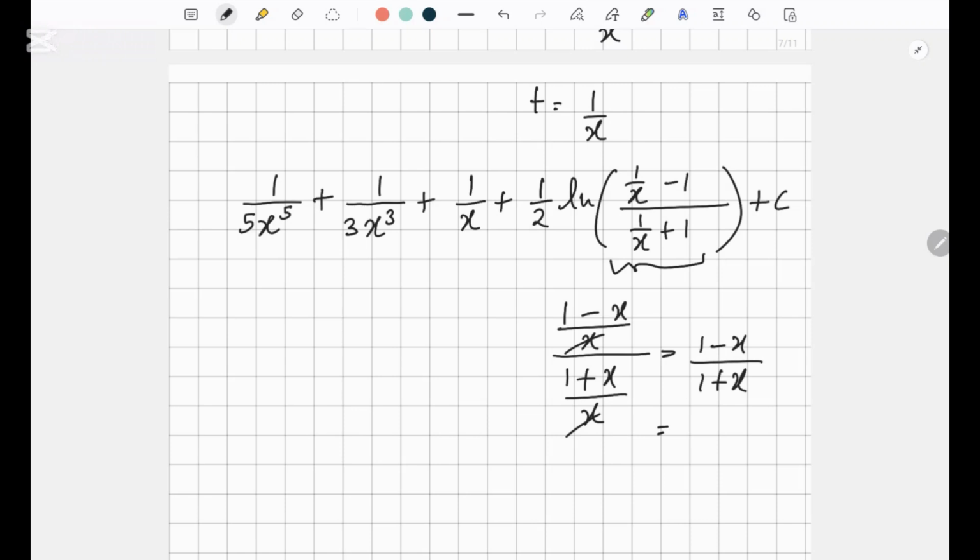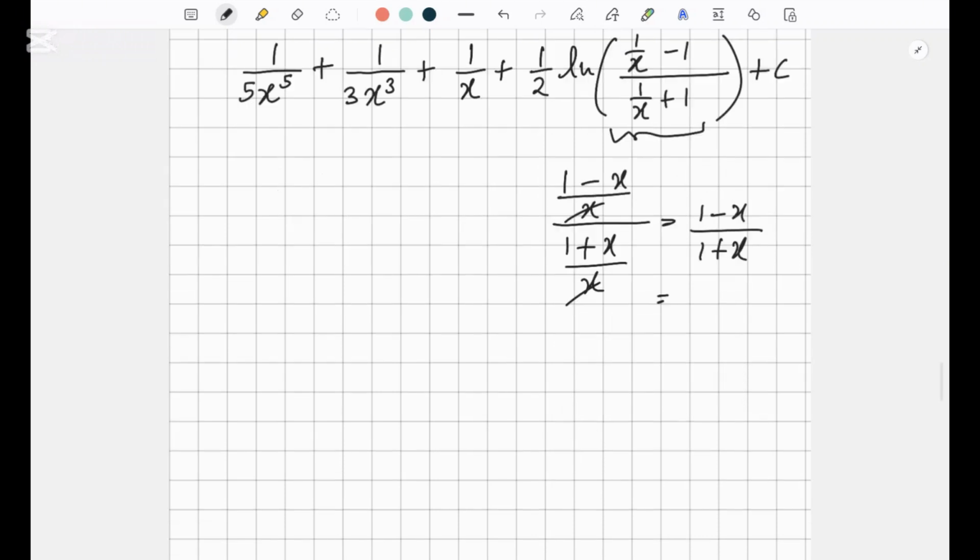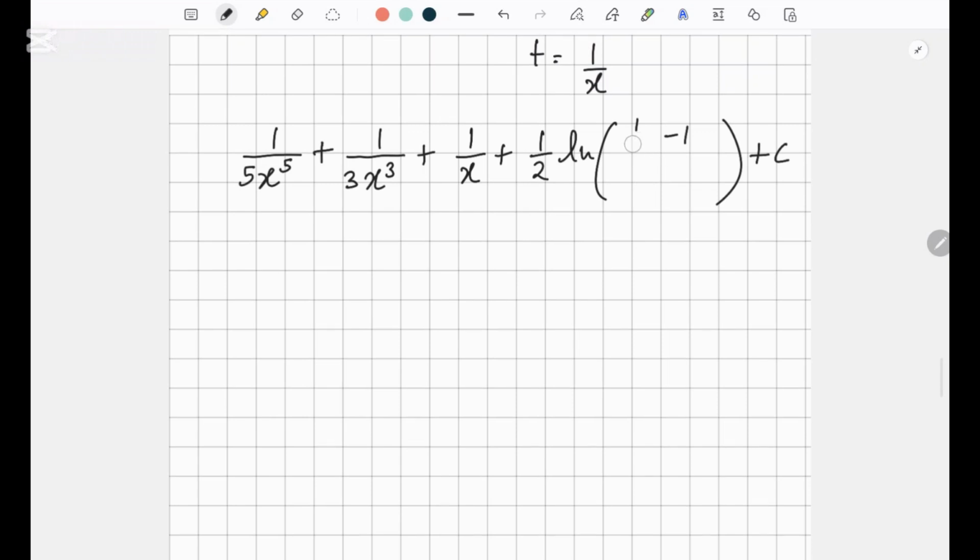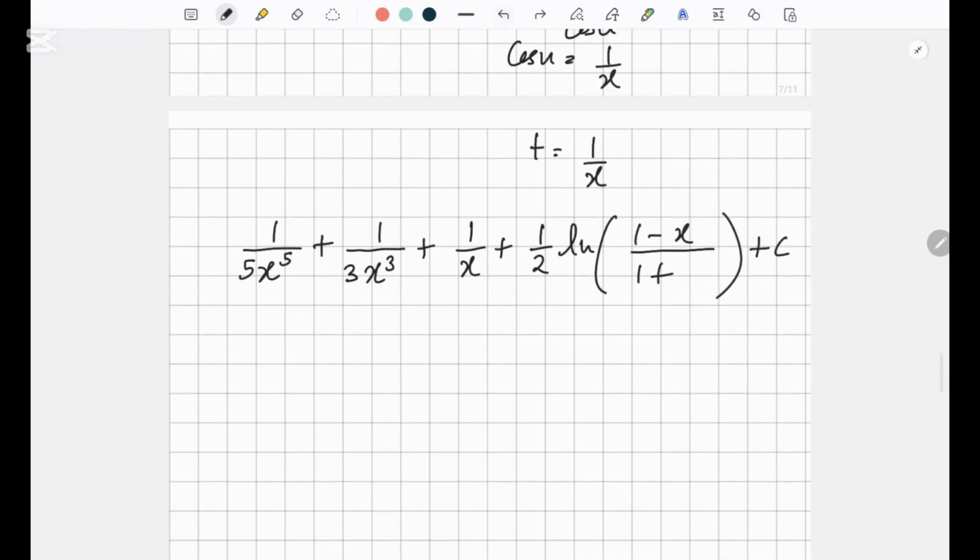Yep, this is the final fraction you get. Okay, so instead of writing this whole thing over here, you could just write 1 minus x over 1 plus x. That's what we got, right? Yeah. This is your final answer. So that's everything for this question.